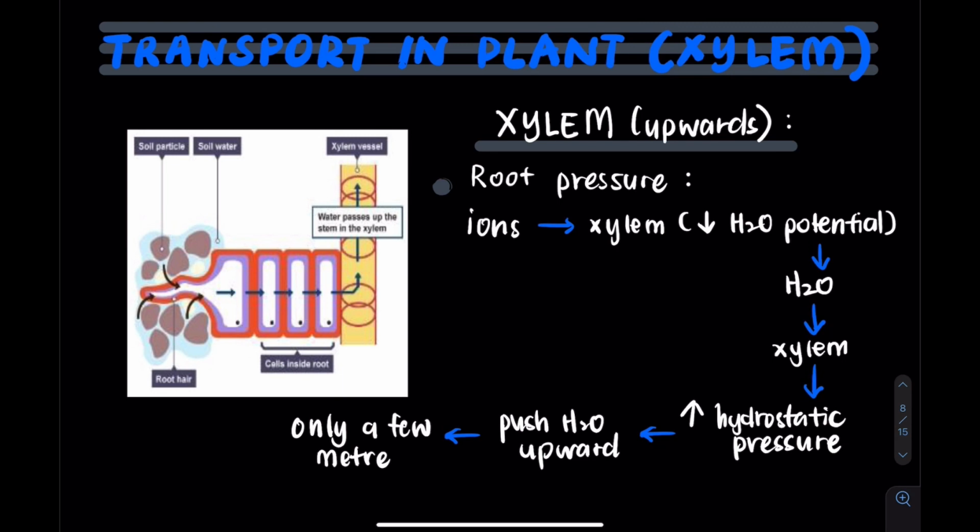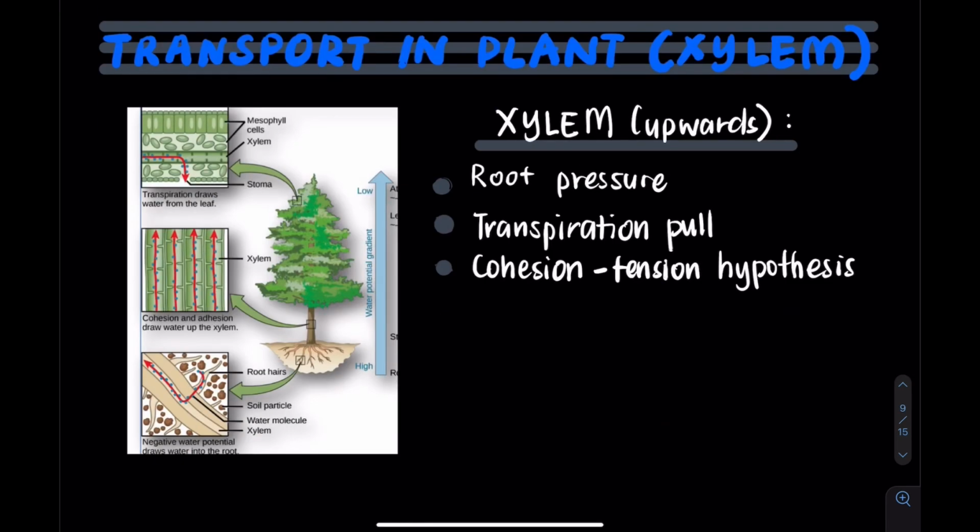The movement of water molecules into the xylem creates hydrostatic pressure in the xylem that pushes water upwards. But root pressure can only push water up a few meters and is not sufficient for water to reach the top of the tree. For water to reach the top of the tree, water molecules will move by the other two mechanisms, which are transpiration pull and cohesion tension hypothesis.